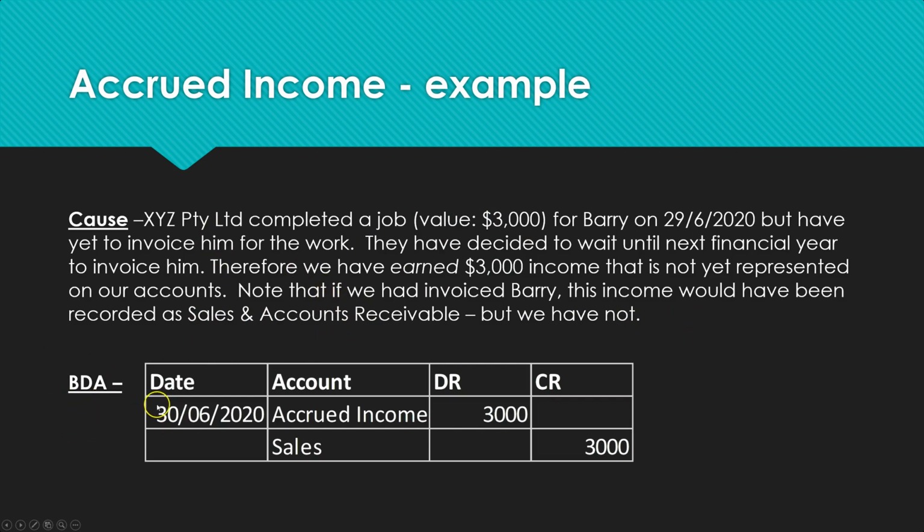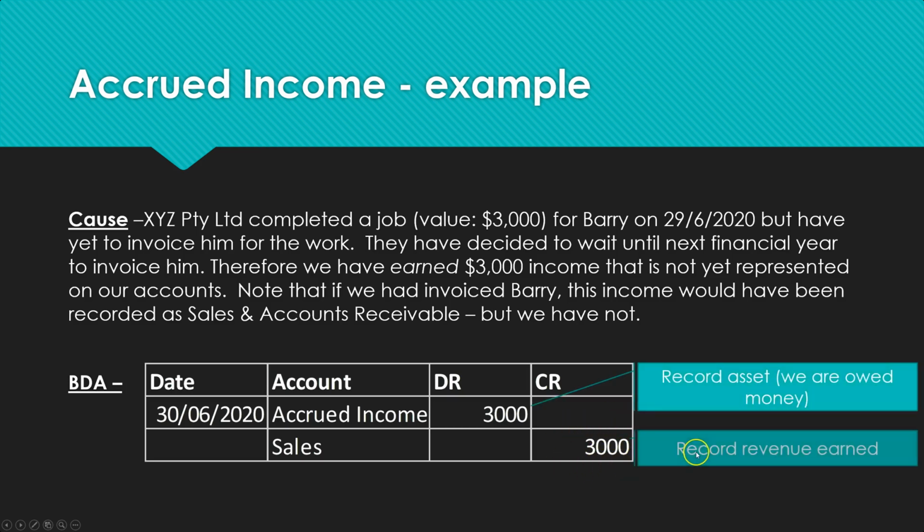Now, the balance day adjustment to fix this problem is again on the balance day, 30th of June. We are going to increase our sales by the amount that we earned. So I always start with that second line there. We're going to record the revenue that we earned.